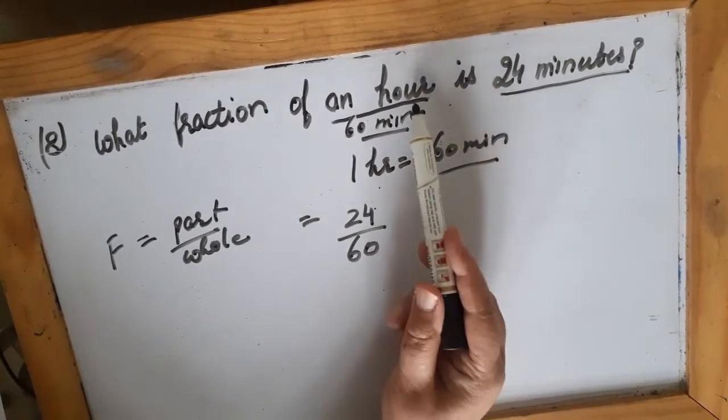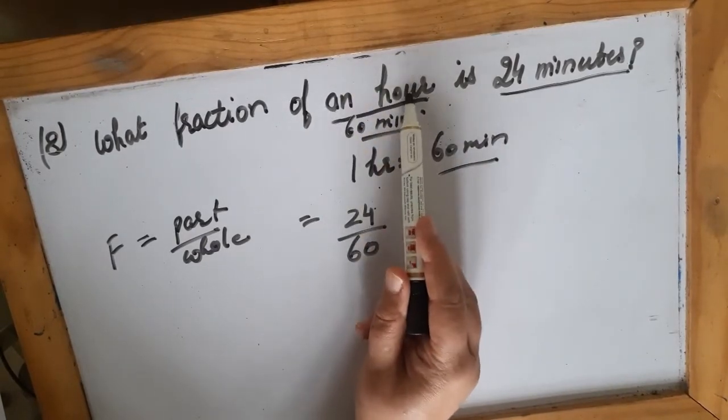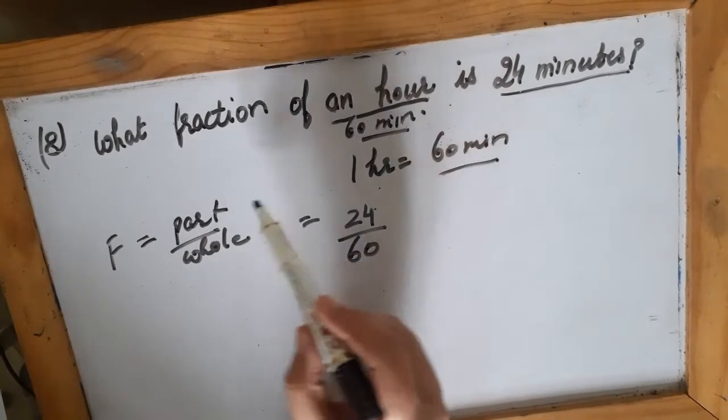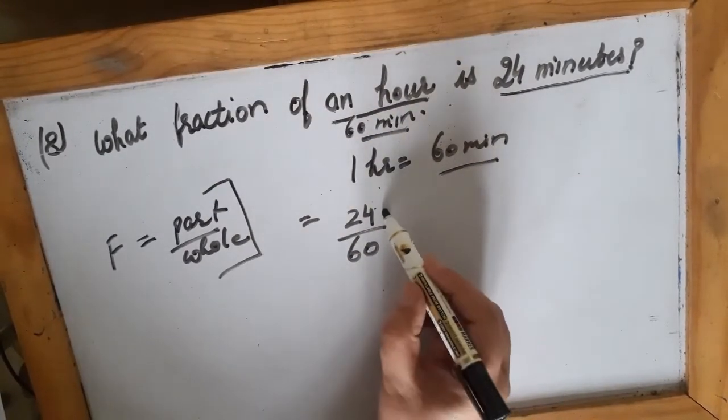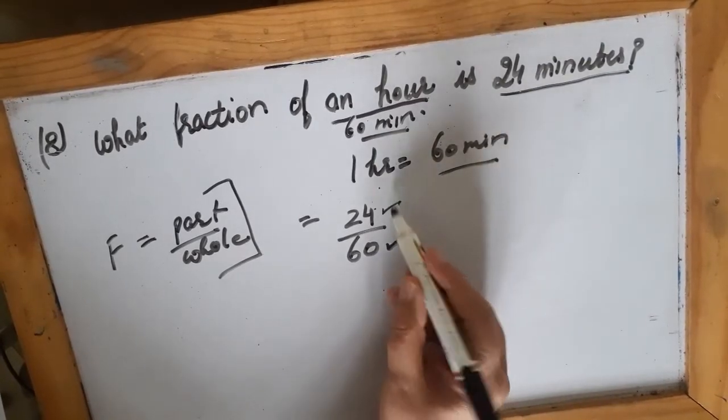So first of all, I'll convert this hours into minutes. An hour means 1 hour, so 1 hour means 60 minutes. And to make a fraction, I will write this in this form. So 24 minutes out of 60 minutes. So what fraction does this make?